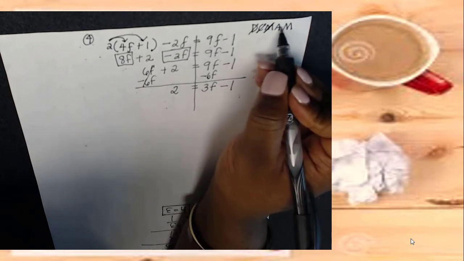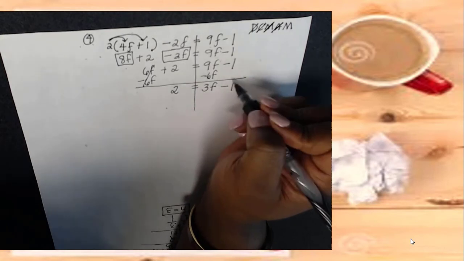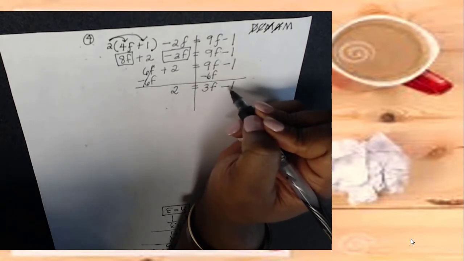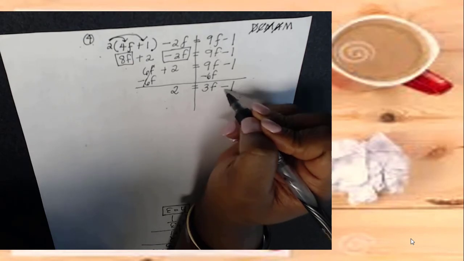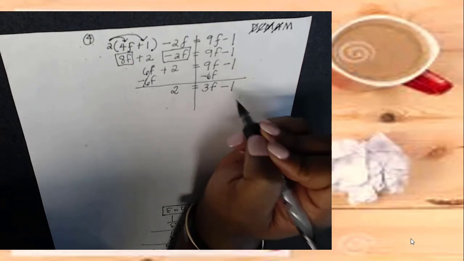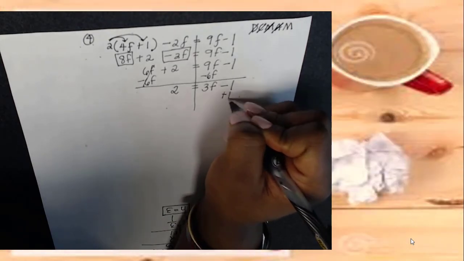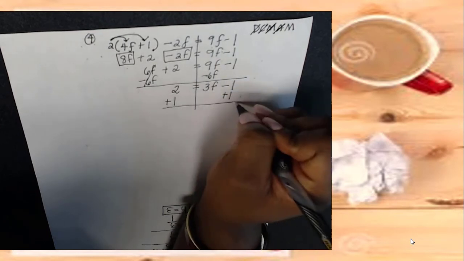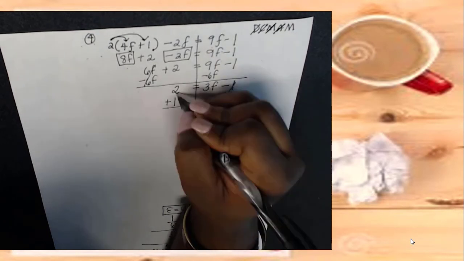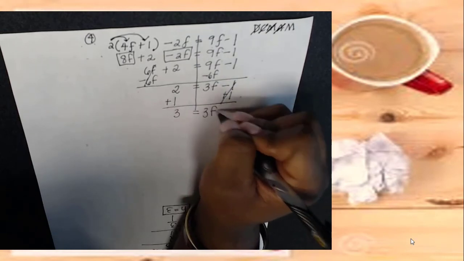All right, now A stands for addition or subtraction. We're going to look for the constant term that's on the same side as the variable. So we have 3f minus 1. The constant term is minus 1. So the opposite of minus 1 is to add 1 to both sides of the equal sign. And now I'm left with 2 plus 1 is 3 equals 3f.